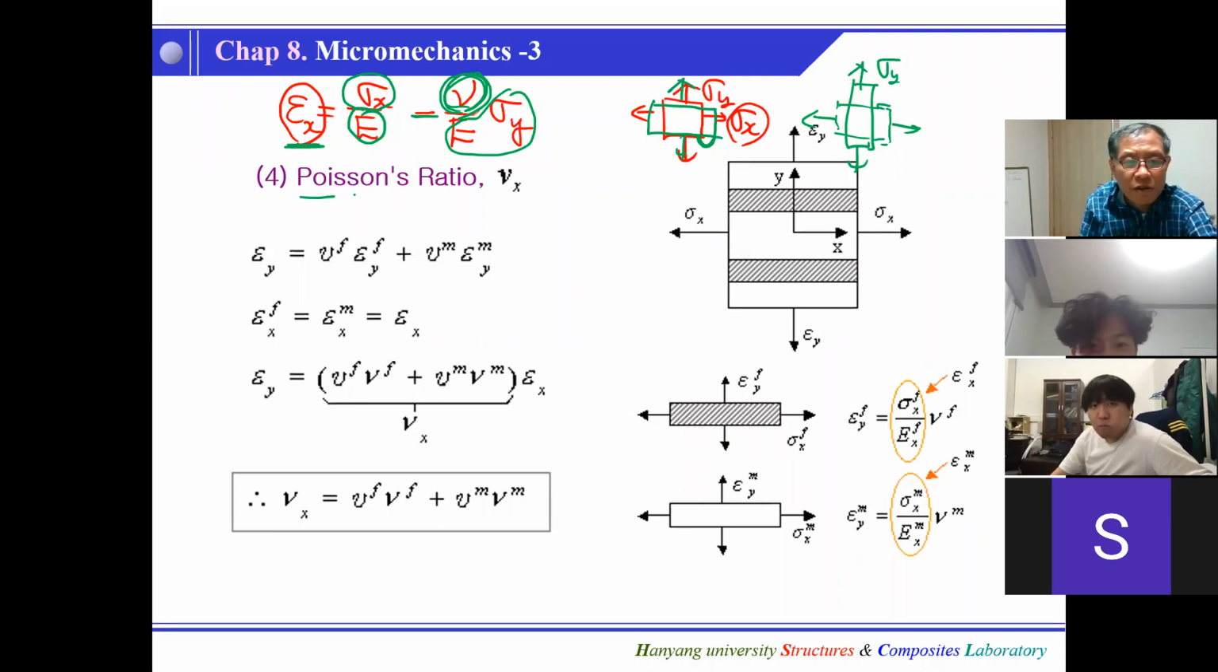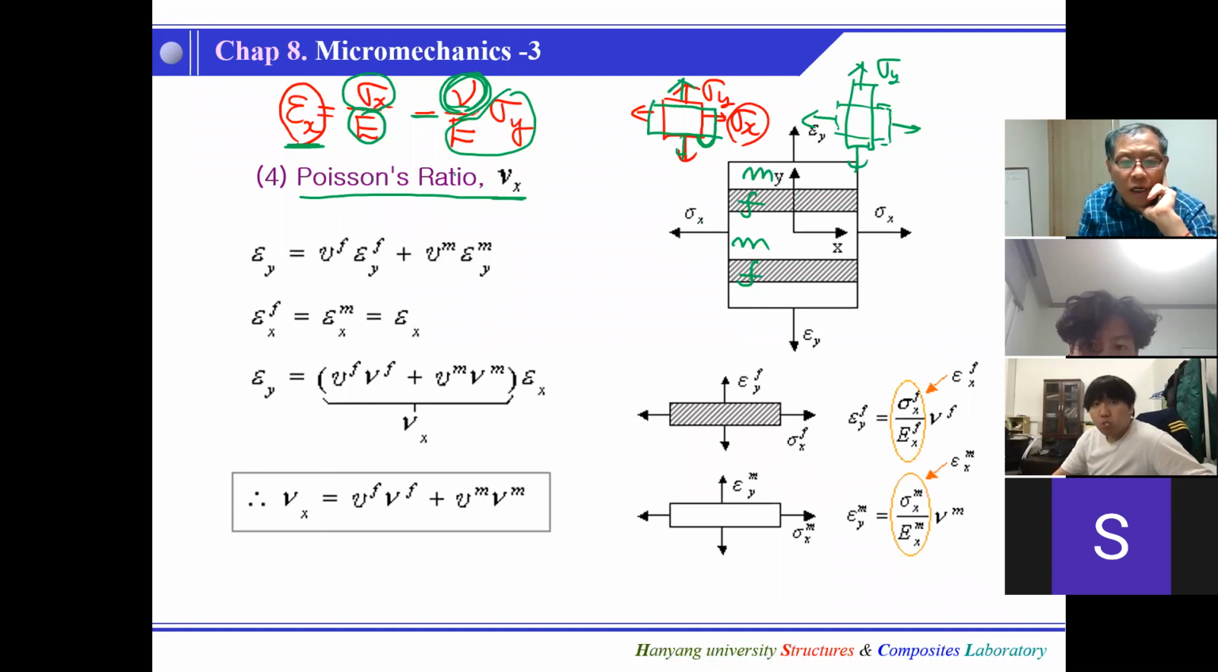Now, for Poisson's ratio in composites, imagine that this composite also has matrix and fiber and matrix and fiber and so on.